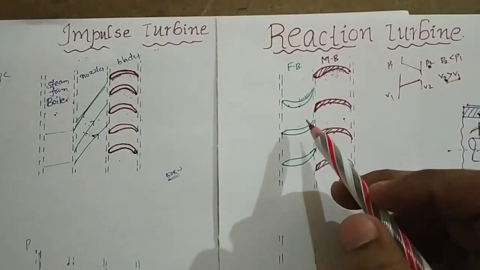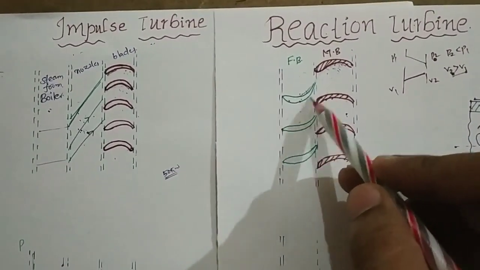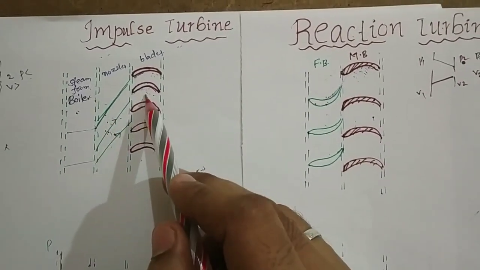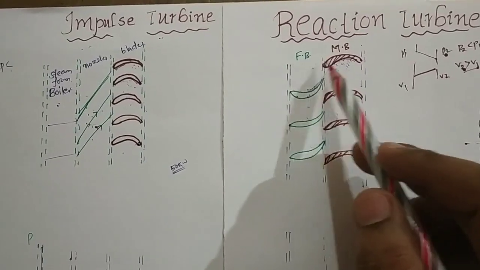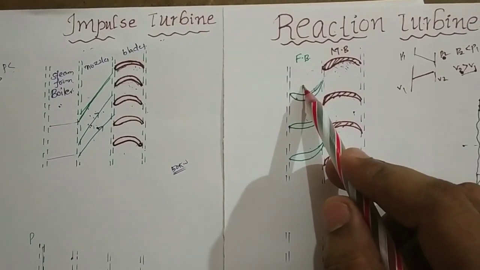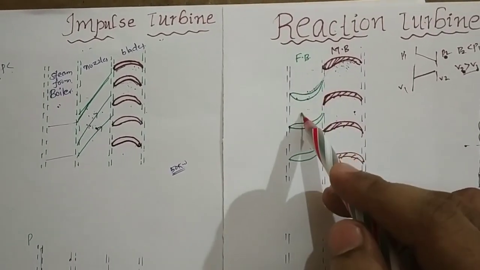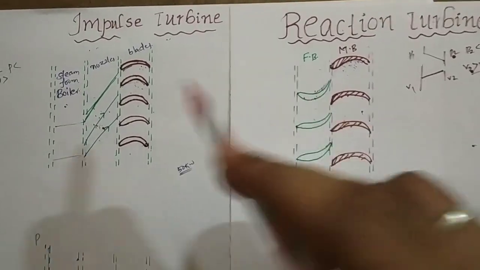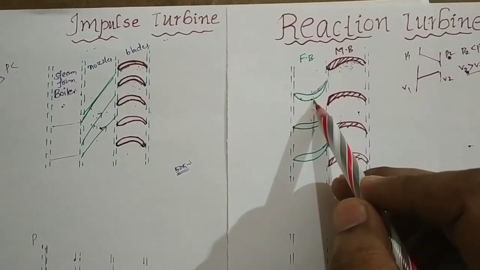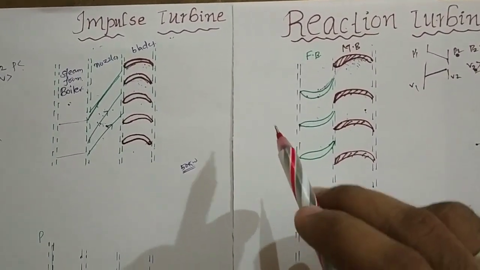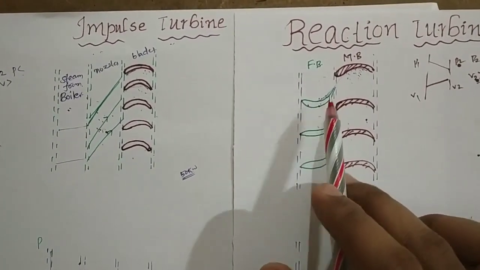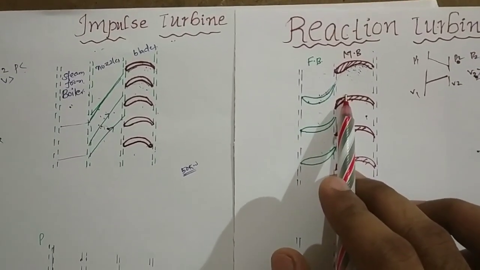See, the reaction turbine consists of a set of fixed blades followed by the moving blades. Here a set of nozzles followed by the moving blades, but there fixed blades followed by the moving blades. You have to remember one thing: the nozzles are absent in the reaction turbine, but these fixed blades serve the function of nozzles. The work the nozzles perform in the impulse turbine is done by the fixed blades in the reaction turbine. This is the first point. The impulse turbine consists of a set of nozzles followed by the moving blades. The reaction turbine consists of a set of fixed blades followed by the moving blades.